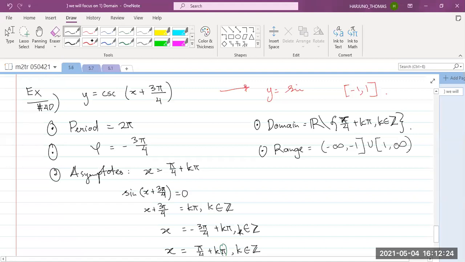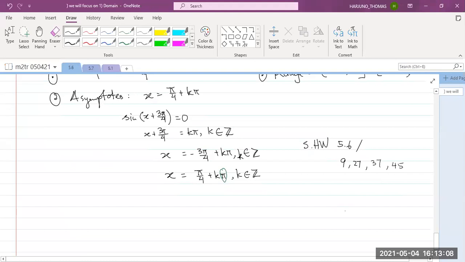Suggested homework from here. Let me just pick some instead of doing so many. From 5.6, I would like you to think about number 9, number 27, number 37, number 40, 45. Of course you can do more if you like, but when you do these problems, focus on the asymptotes. Usually you get the asymptotes first and then that helps with the domain. And then how about the range?